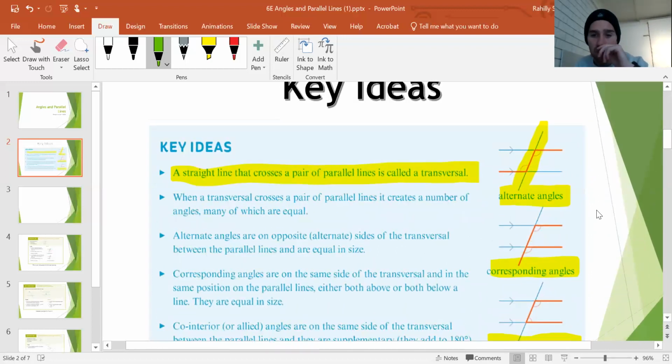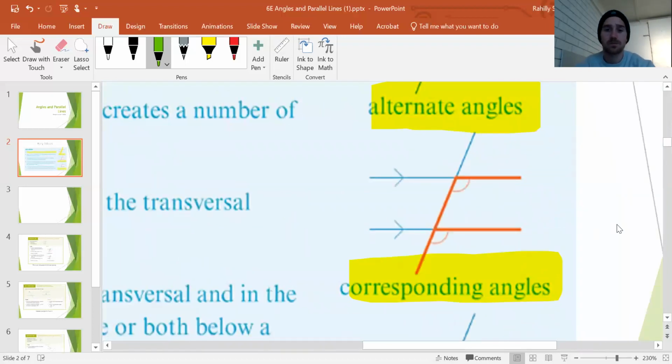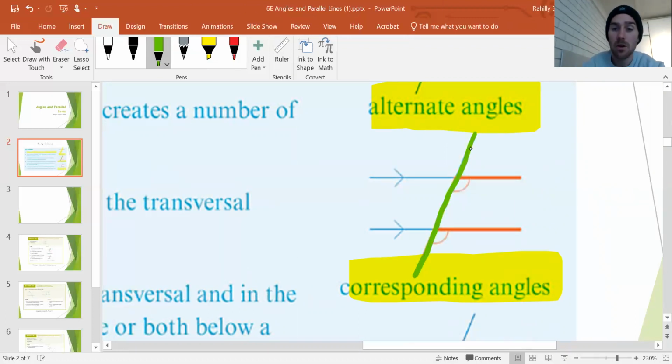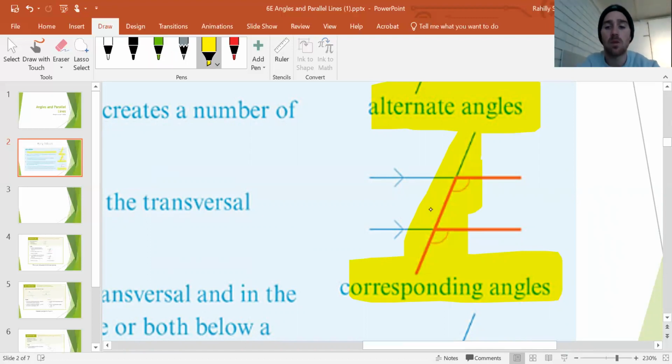Corresponding angles are on the same side of the transversal and in the same position on parallel lines, either both above or below the line. They are equal in size. That's these ones here, the middle one. There's our transversal. Our corresponding angles are both on the same side, so you can see that they're both on this right side. And they're also both on the same point of the parallel lines. So these angles are both below these parallel lines, and they are the same. Again, they are on the same side of our transversal, they're both on the right side, and they're both in the same position on the parallel lines.